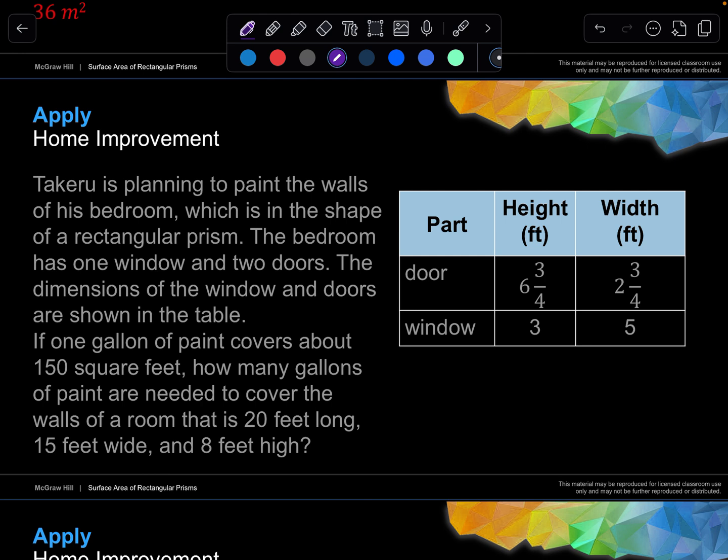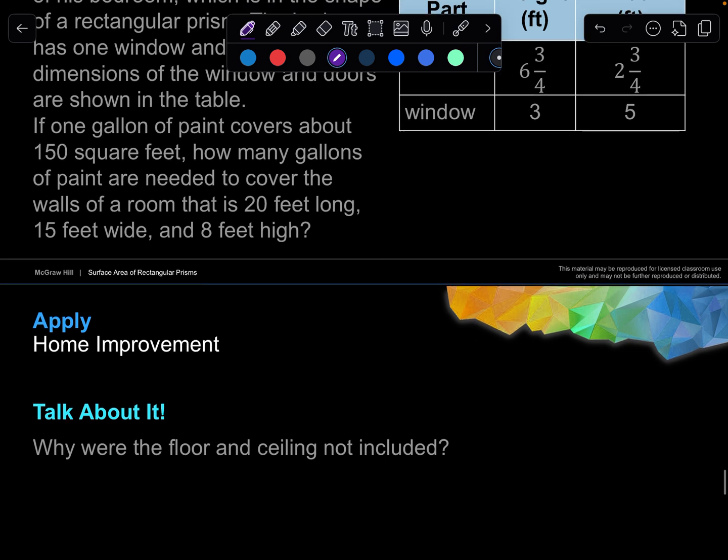Takeru is planning to paint the walls of his bedroom, which is the shape of a rectangular prism. The bedroom has 1 window and 2 doors. The dimensions of the windows and doors are shown. And you're told if 1 gallon of paint covers about 150 square feet, how many gallons are needed to cover the walls of a room that is 20 feet long, 15 feet wide, and 8 feet high?